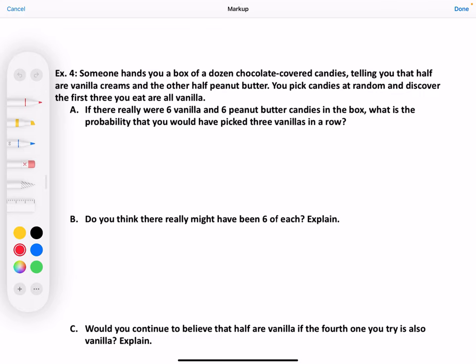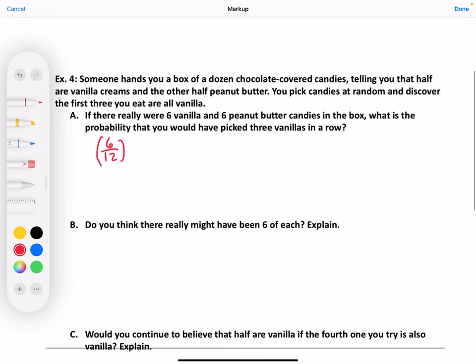So the probability that the first was vanilla would be what? No, because how many vanillas could you have pulled? 6. So 6 out of 12. And obviously we're not going to put it back. That's gross. So then the next one that you pull for it to be vanilla, you'd have the probability of what? 5 of 11. And then lastly, you have another one. 4 of 10. Yep.